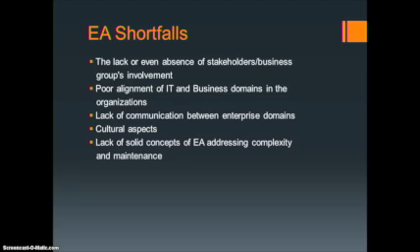And from all of these articles, they found that enterprise architecture was mostly criticized for a lack or even absence of stakeholders and business groups involvement caused by rigidity of inner business processes and predetermined nature of the organization. Also, poor alignment of IT and business domains in the organizations that results in challenges to align business strategy with IT strategy, and to implement effectively strategic change in terms of business agility and time to market. Also, lacking communication between enterprise domains.